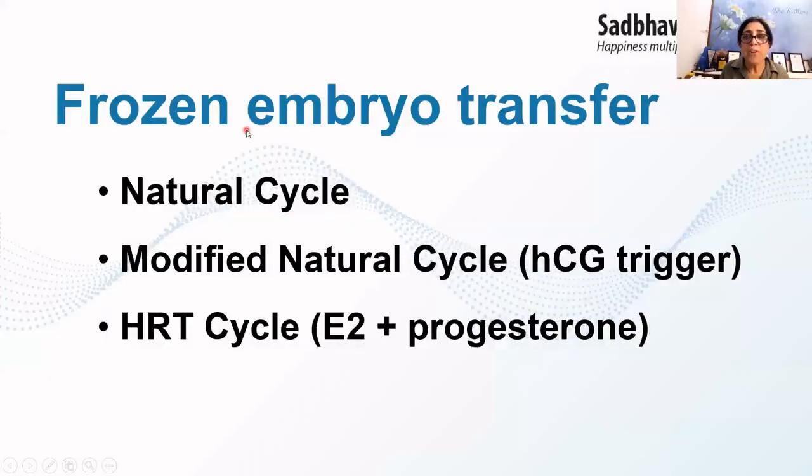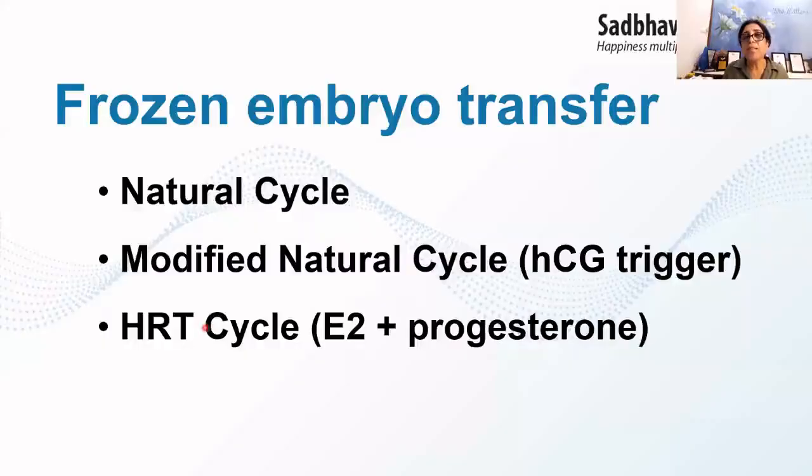So the options with us for a patient who is already ovulating, that is, she has regular cycles, is either we can do a natural cycle frozen embryo transfer or a modified natural cycle, or we can even do an HRT cycle. These are the three options with us. So how do we decide? Or do we have something new?